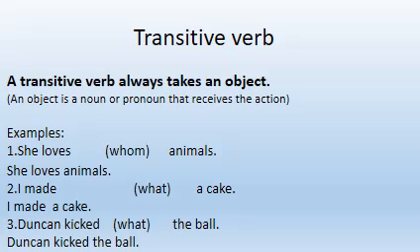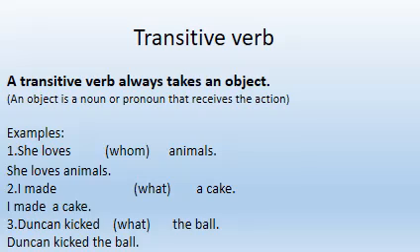Okay students, here is an example for you. She loves animals. So what is the verb here? Loves. And animals is an object here. How do we know that it is an object? Because animals is receiving the action. That's why it is an object and it is a transitive verb.